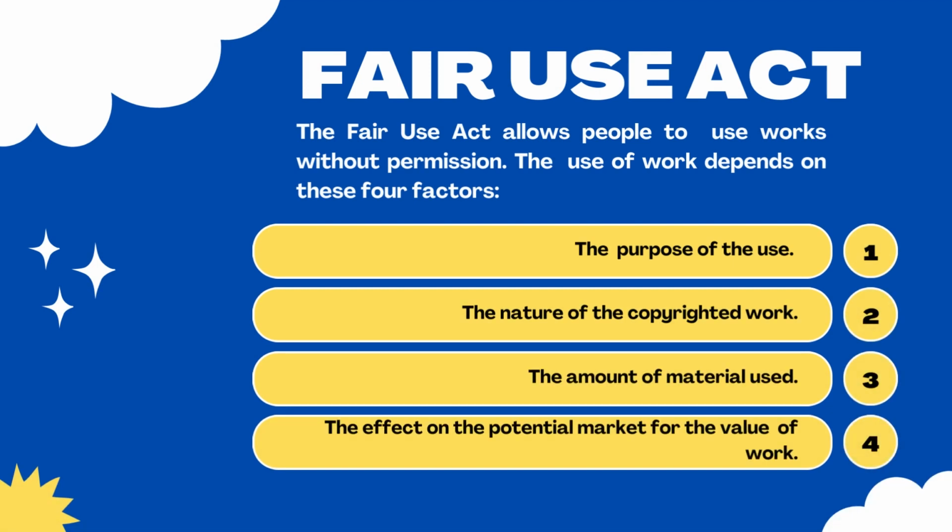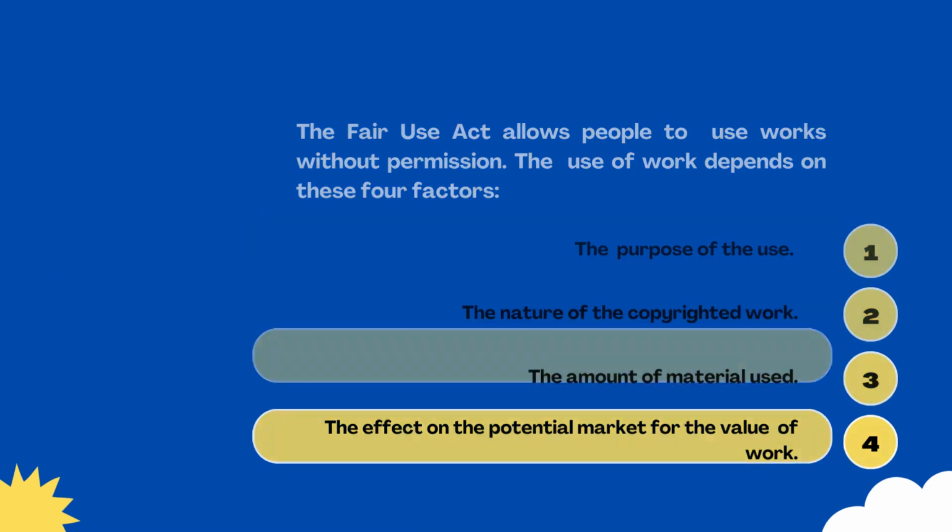The Fair Use Act allows people to use works without permission. The use of the work depends on four factors: the purpose of the use, the nature of the copyrighted work, the amount of material used, and the effect on the potential market for the value of work.